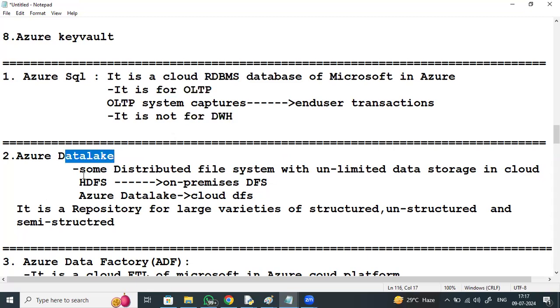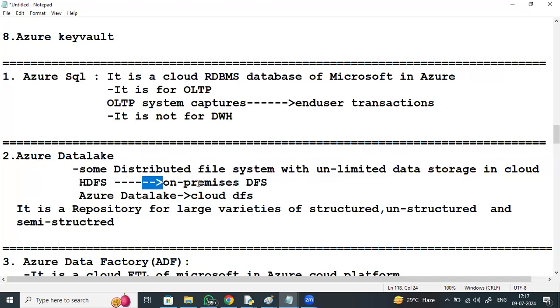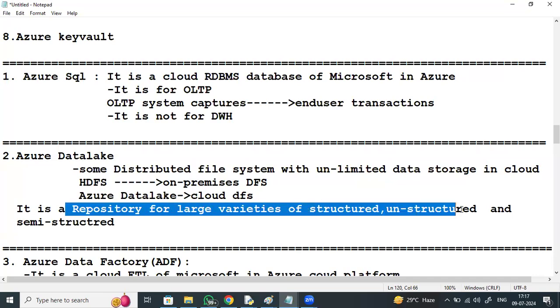Data lake means a distributed file system with unlimited data storage in the cloud. That is what Azure Data Lake is. On premises, we have HDFS, which we see in Hadoop, and the cloud DFS is Azure Data Lake. It is a repository for large varieties of structured, unstructured, and semi-structured data.